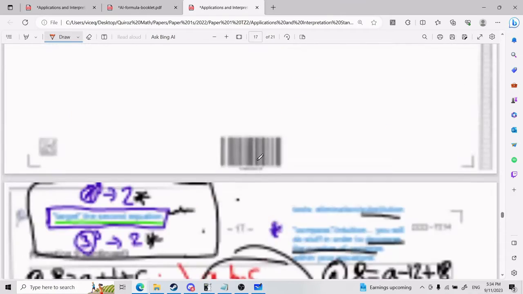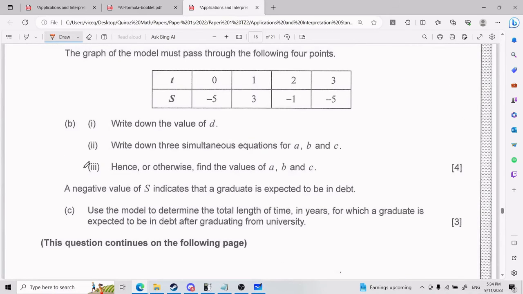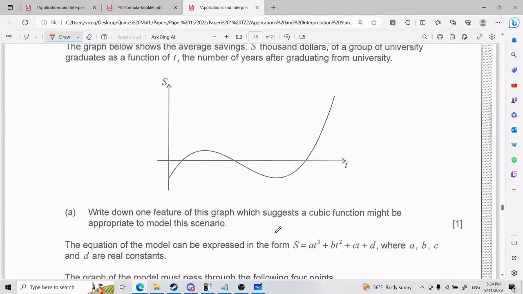So yeah, that is for part B, part 3, finding the values of A, B, and C. And now it gets super weird. See, they tell us that a negative value of S indicates that a graduate is expected to be in debt. And we need to use the model to determine the total length of time in years for which a graduate is expected to be in debt after graduating from university.